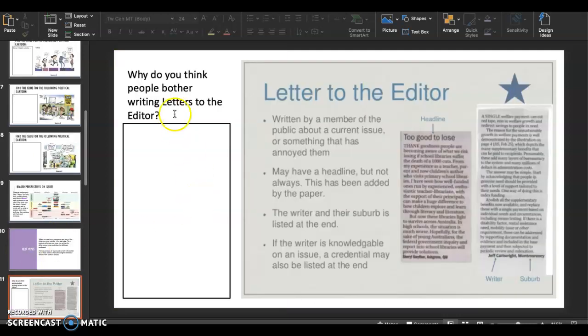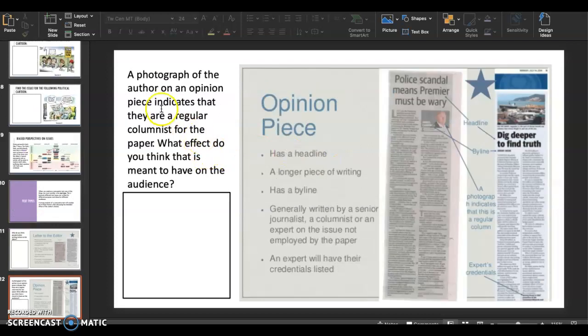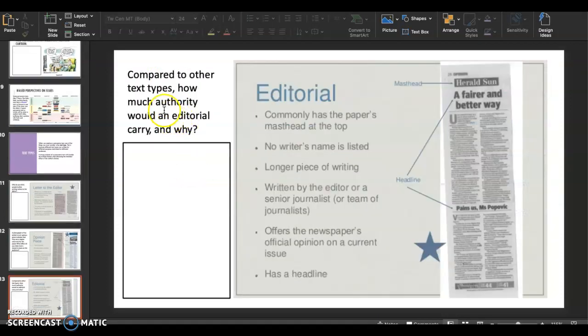Let's go through. So you've got your letter to the editor. You've got some questions here. Basically, I want you to go through each of the different text types and answer the questions as they go through. Photograph, opinion piece, what effect do you think it's meant to have on the audience? So just go through the questions.